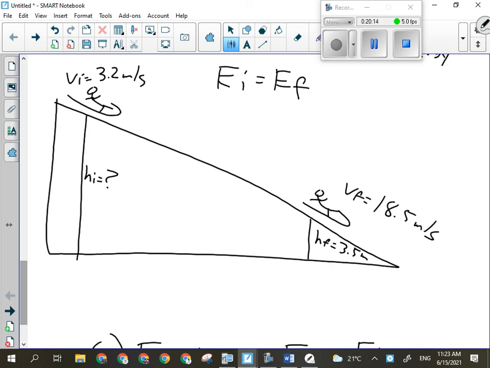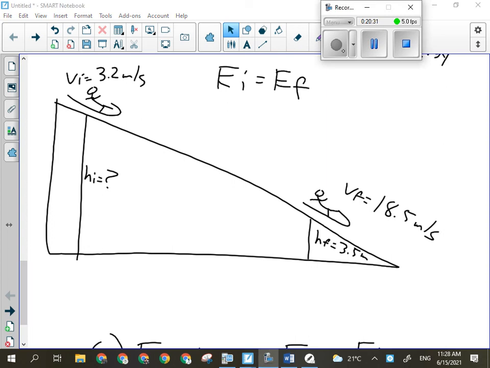Okay, I want you to calculate the height of the hill that this person is sledding down. Their initial speed is 3.2 meters per second, their final speed is 18.5 meters per second at a point 3.5 meters above the bottom of the hill. Okay, I'll give you a few minutes on that.